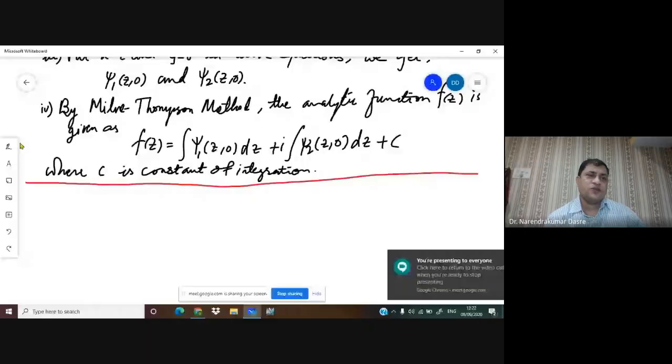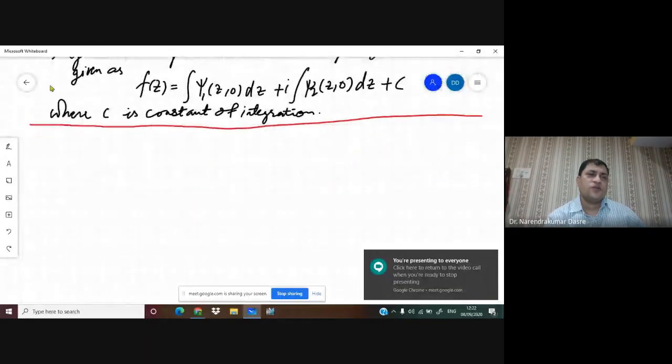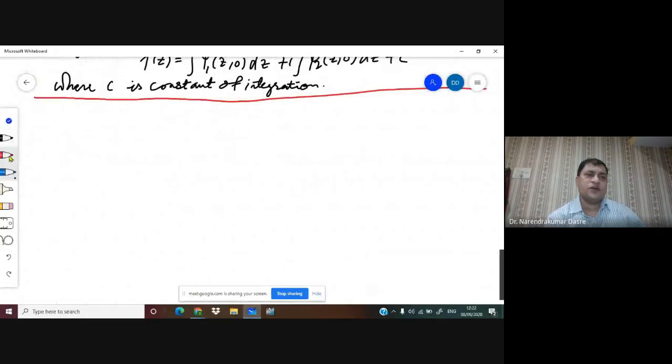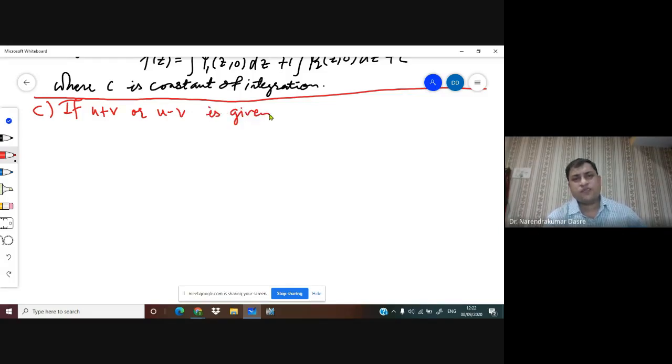Now we'll see what if the algebraic sum is given. That means u plus v or u minus v is given. Then we have to see how we are able to get the analytic function. So the third case: if u plus v or u minus v is given. We can call this the algebraic sum, or linear combination, or simply u plus v or u minus v is given.